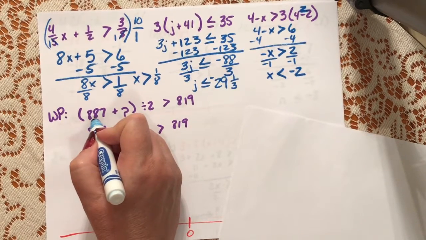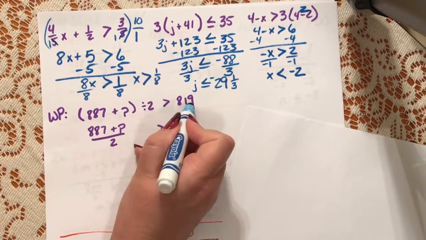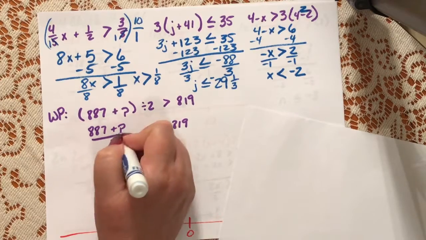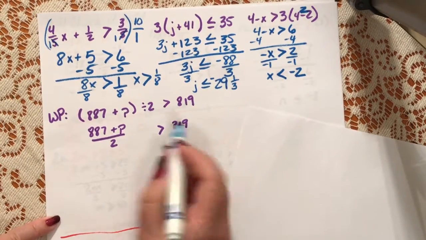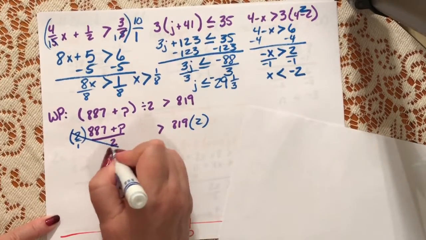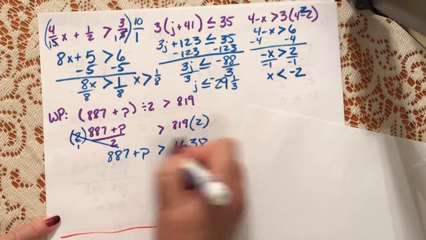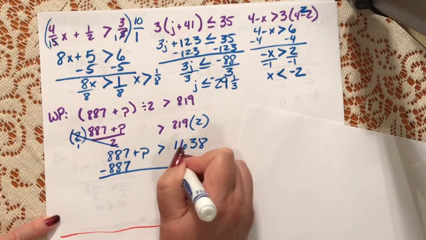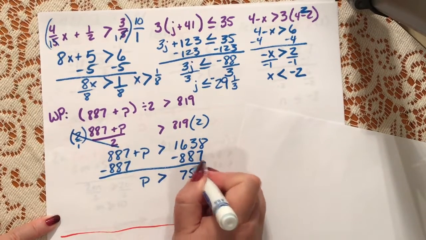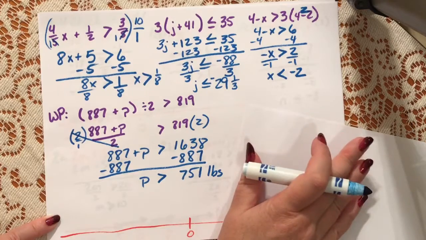1 is 887. And when you add 2 of them together and divide by 2, the average has to be greater than 819. So 887 plus the other pumpkin divided by 2 has to be greater than 819. Well, I'm going to multiply both sides by 2 so that those go away, and 887 plus P is greater than 1638, and we're going to subtract 887 from both sides, and P has to be greater than 751 pounds. That should get you through the checkpoint questions for numbers 1, 2, and 3.